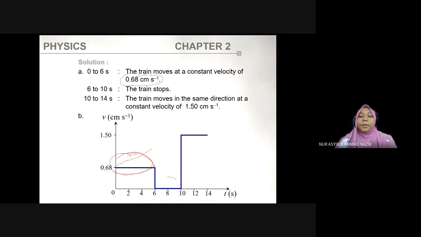And then after that, from 6 to 10 seconds it stops. And then from 10 to 14 seconds it has a new constant velocity.